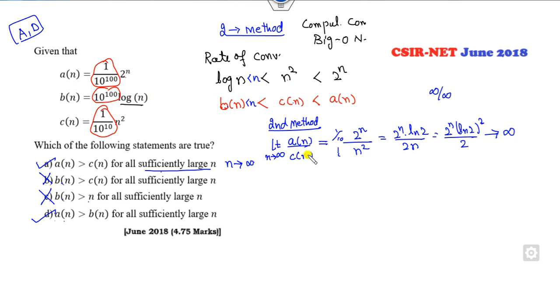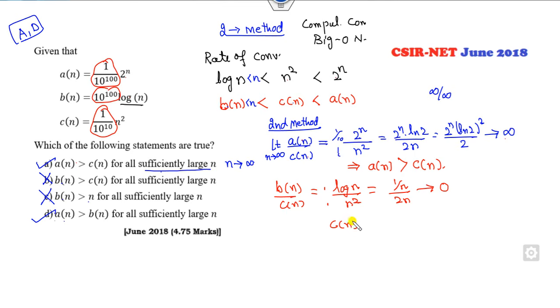What does it mean? If numerator over denominator goes to infinity, it means the numerator grows faster than the denominator. If I say b_n over c_n, b_n is log n and c_n is n squared, and whatever the constants are. Again it's infinity over infinity, so I can apply L'Hopital's rule. Now it goes to 0. It goes to 0 when the denominator is greater than the numerator, but it's the opposite here. Similarly b_n over n, that is log n over n, again infinity over infinity, so it goes to 0. So this option is again cancelled.